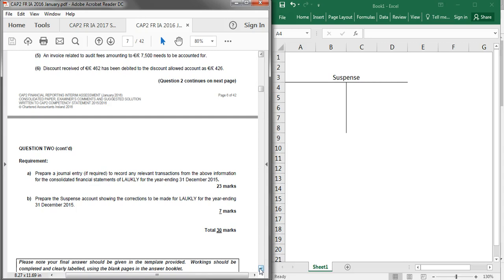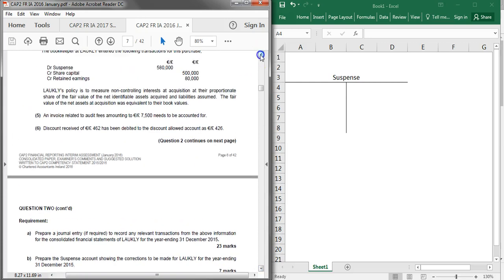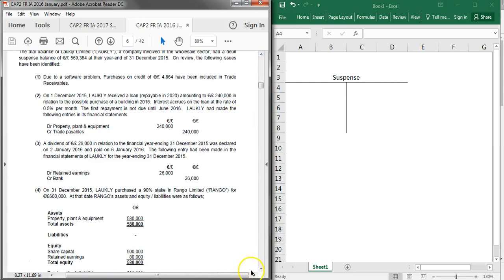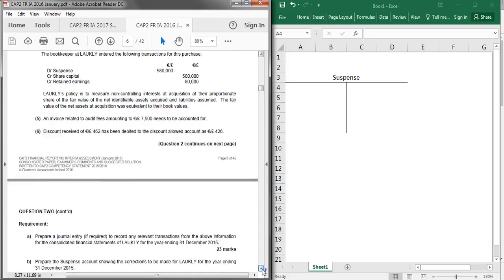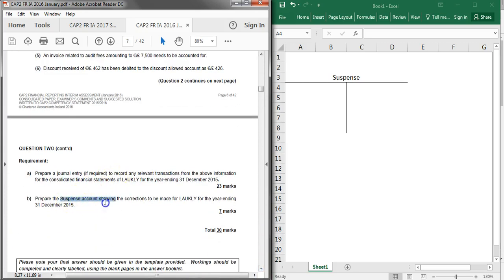So here we're asked for 30 marks. Prepare the journal entries for each of the transactions above. So we have 6 separate issues to deal with. So journal entries for each of them, and also then prepare suspense accounts showing the corrections at the year end. So you're talking 30 marks for a 90-minute exam, somewhere around 25 minutes. So that's your gauge when you're doing these questions. Remember, it's closed book. Can you get it out in 20 or 25 minutes about?